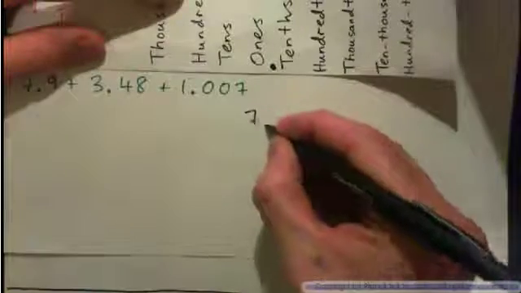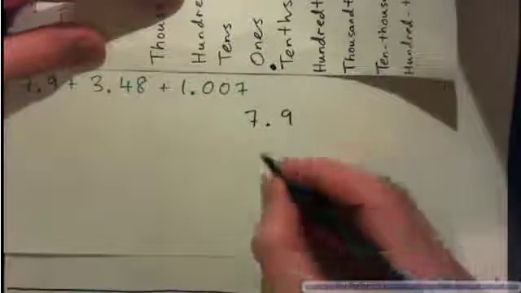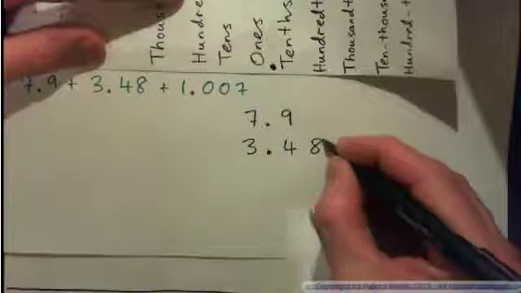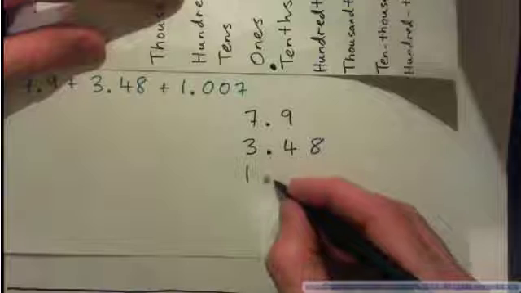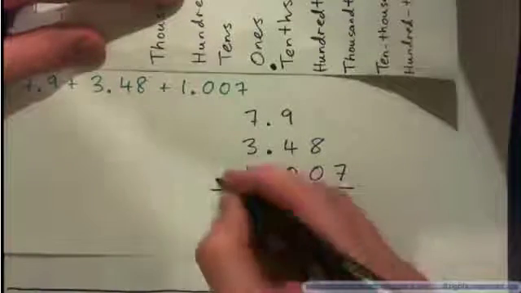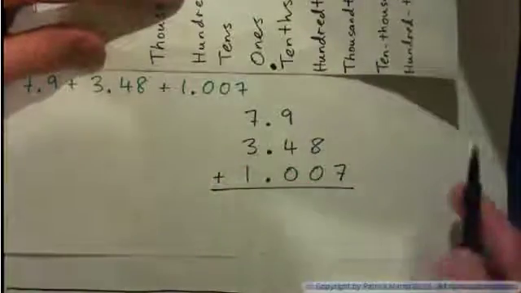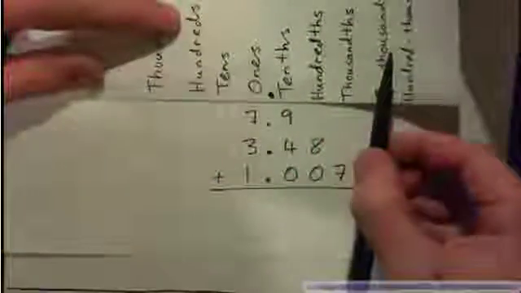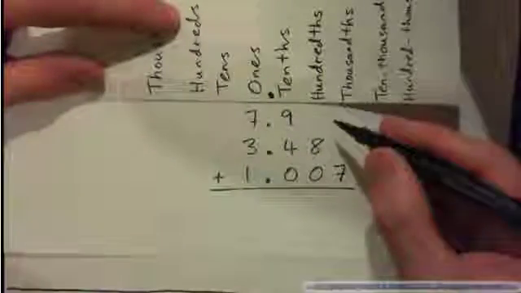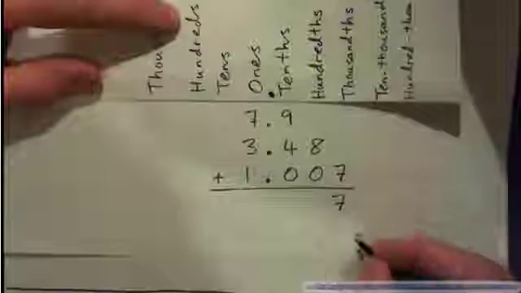Okay, I'll help you. You've got to go, if you haven't got, so you've got to go 7.9, 3.48, 1.007. Okay, and then we add them together. So we're adding thousandths, hundredths, tenths, and ones. We always start with the thousandths. So just 7 thousandths. That's all.